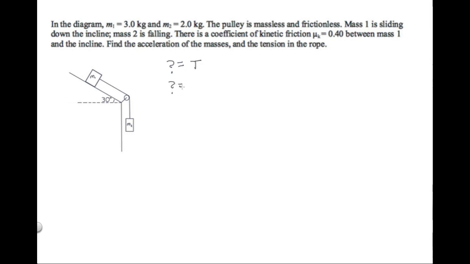Now, what about acceleration? This is a little ambiguous or vague because there are two different masses, which could theoretically have two different accelerations. Also, acceleration is a vector that has both a magnitude and a direction. So the most complete and comprehensive way to interpret this is that the question is asking us for the magnitude and direction of the acceleration of mass 1 and the magnitude and direction of the acceleration of mass 2.